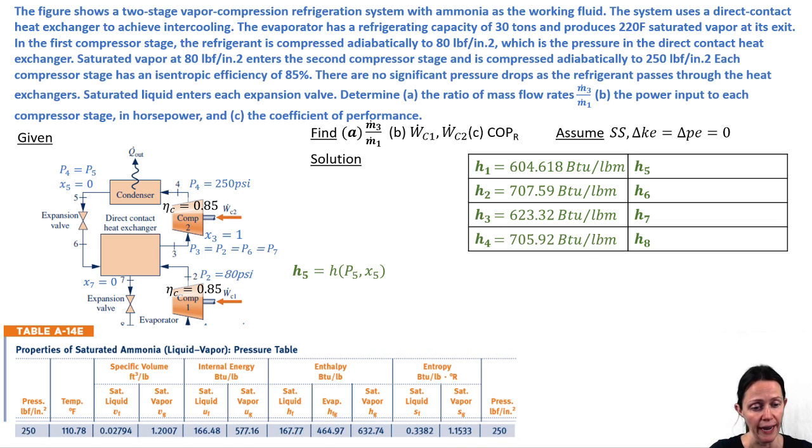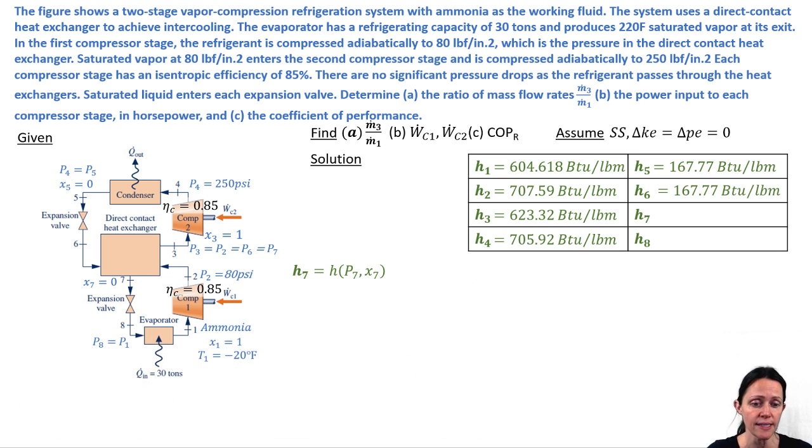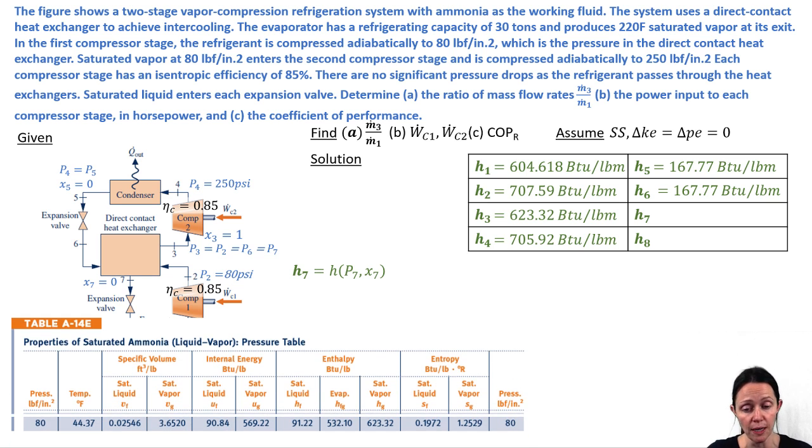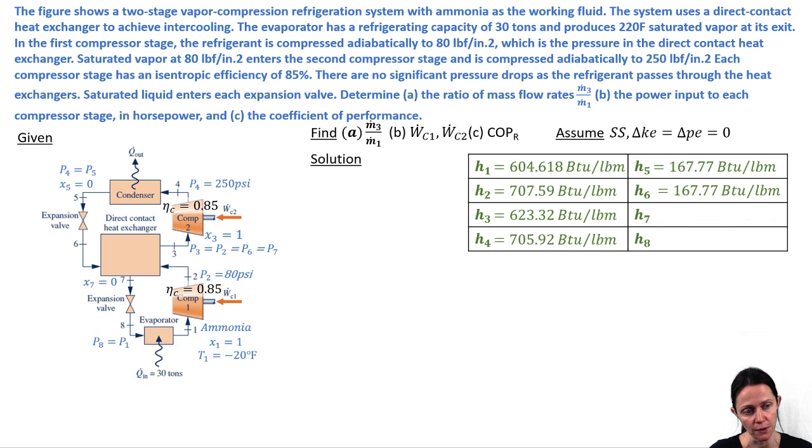Now we're ready to go on for H5. So H5, we're looking at a quality of 0 and a pressure of 250 psi. So here I am on my saturated tables for ammonia, and I get my H sub F value of 167.77. State 6 is really easy because it's an isenthalpic throttling process, or that's what we're going to model it as. State 7, we're given a quality of 0. We also know the pressure is 80 psi. So I go in my saturated tables for ammonia at 80 psi and pull off the H sub F value. And of course, since it's an isenthalpic throttling process, H8 and H7 are equal to one another.